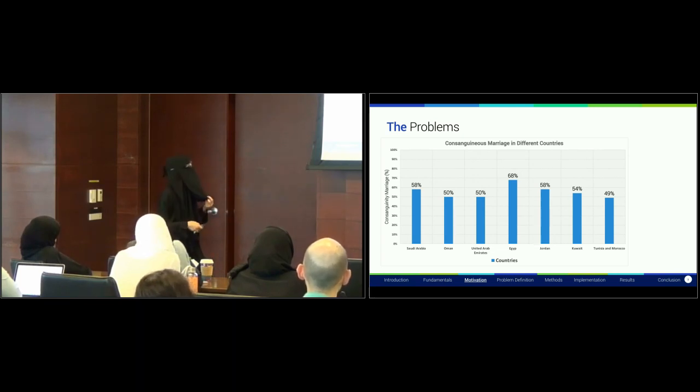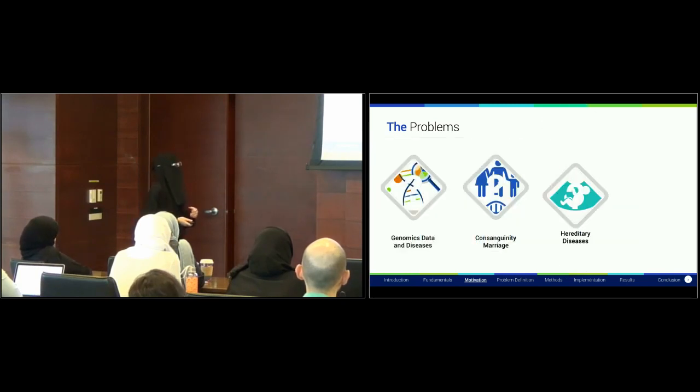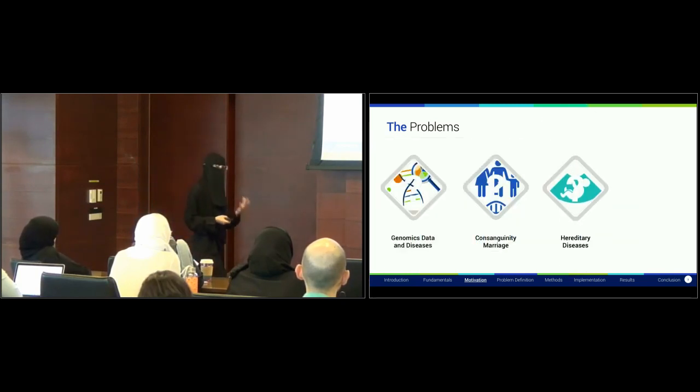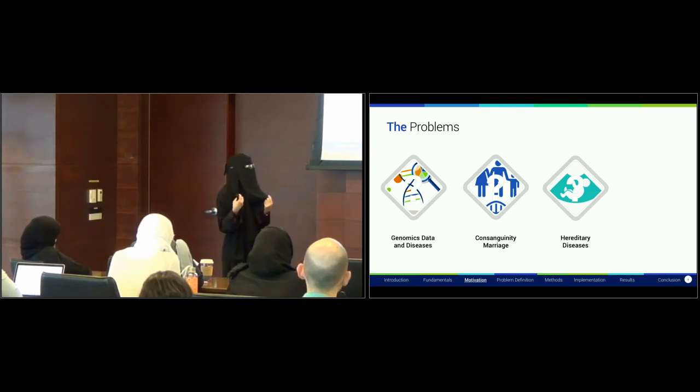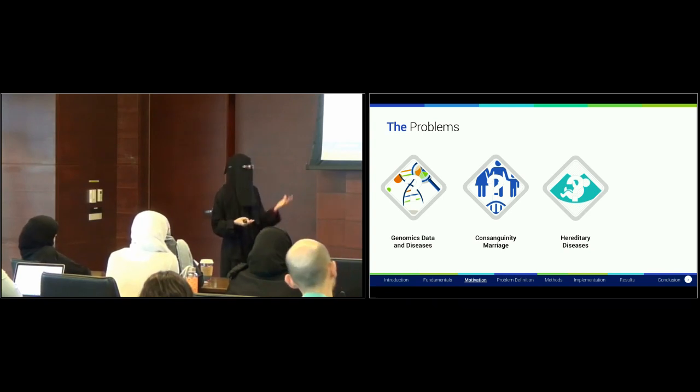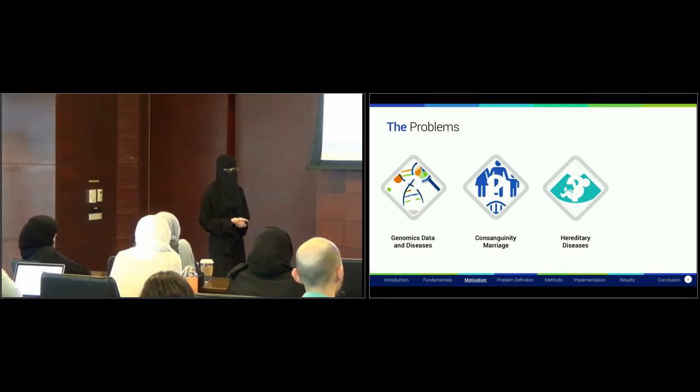And it is estimated to be 58 in Saudi Arabia, 15 in Oman, and more than 40 in the rest of the countries. As a result of that, there is a significantly higher risk of major congenital diseases in the children. And this, of course, will cause great suffering for the next generation of children.